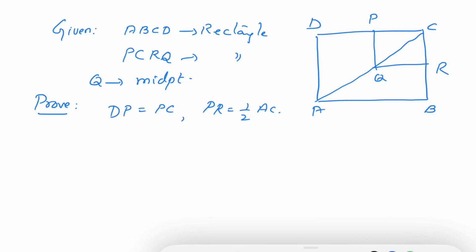The next question, given ABCD is a rectangle and PCQR is also a rectangle and Q is a midpoint, given. So, you have to prove DP equal to PC, that means P is the midpoint, and PR is equal to half of AC.